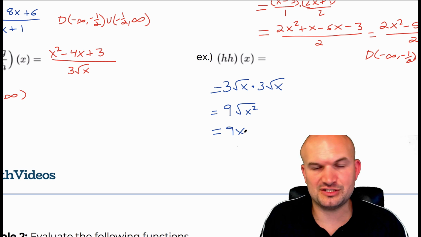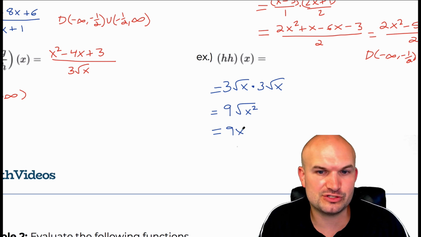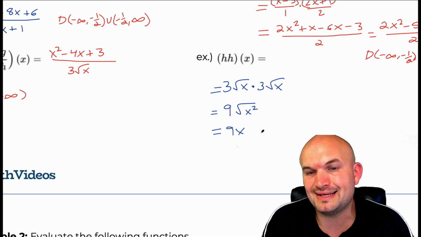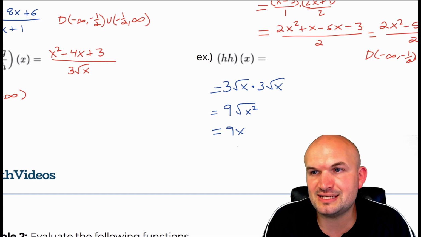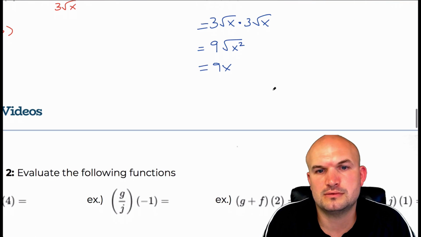But remember, if you look at this, you say, oh, that's a line, the domain is not restricted. But yes, the domain is restricted because of our two functions here with the square root of x. So my domain in this case is again going to be from 0 to infinity.